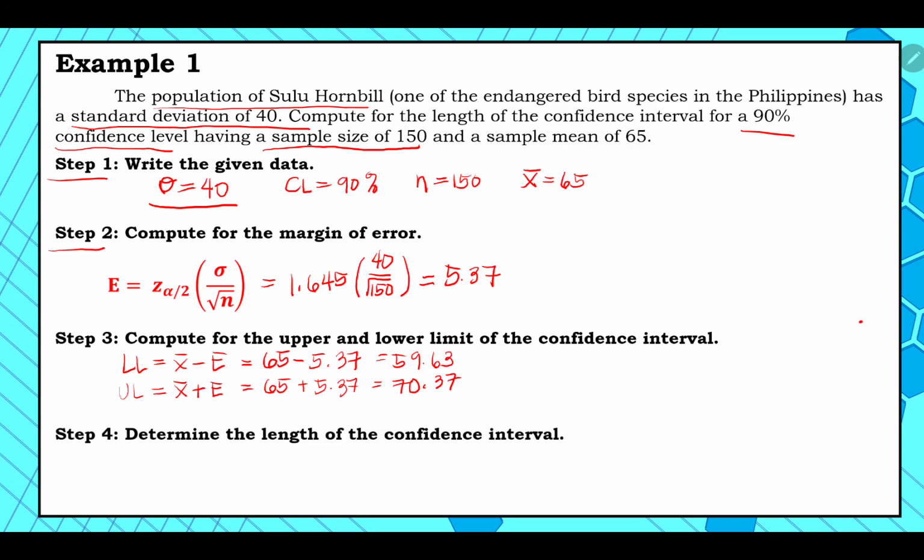So, kung may upper at lower limit na tayo, madali na natin mahulaan ang confidence interval. So, ang confidence interval natin is the lower limit, 59.63, up to 70.37. So, yan ang ating confidence interval. Yun yung estimation natin of the parameter. So, again, ang ating given ay the population standard deviation is known. Yan, nakita natin yan. So, we use this formula.